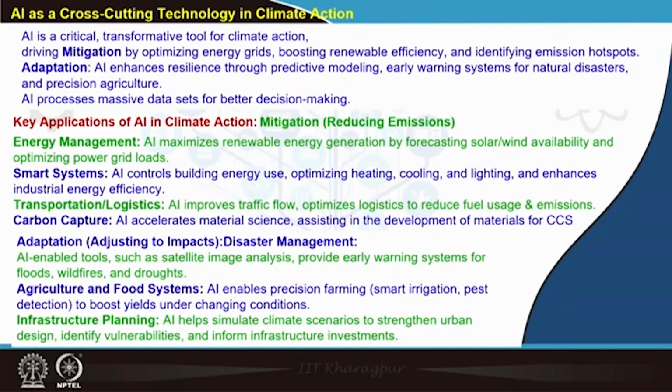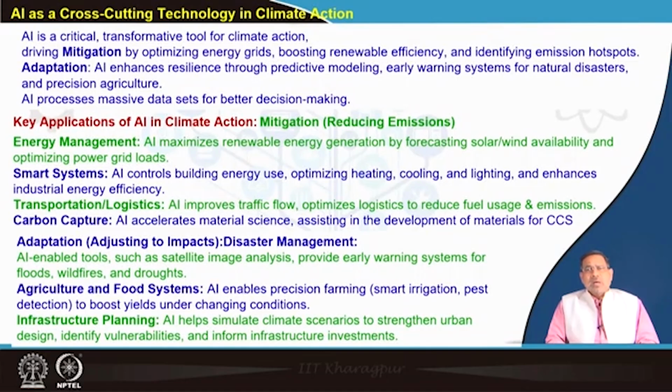Moving on to the adaptation as far as climate action is concerned. Adaptation, as all of us know, talks about adjusting to impacts as far as disaster management is concerned. So, AI enabled tools such as satellite image analysis provide early warning systems to boost yield under various changing conditions. So, these fall under smart irrigation, pest detection and all these things.